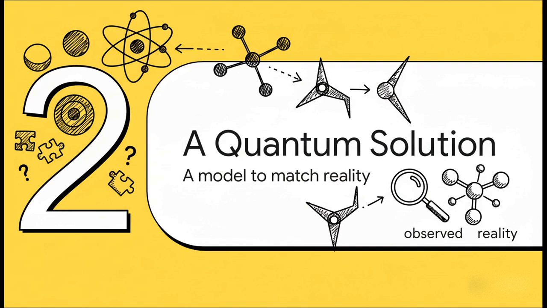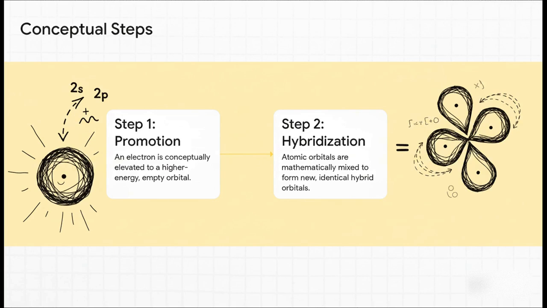To fix this gap between theory and reality, scientists came up with an incredible concept. Now, this is absolutely key, so listen up. This is not a physical thing an atom actually does. It's a mathematical model. It's a way of thinking that lets us perfectly predict the real-world shapes we see. And it's called hybridization.